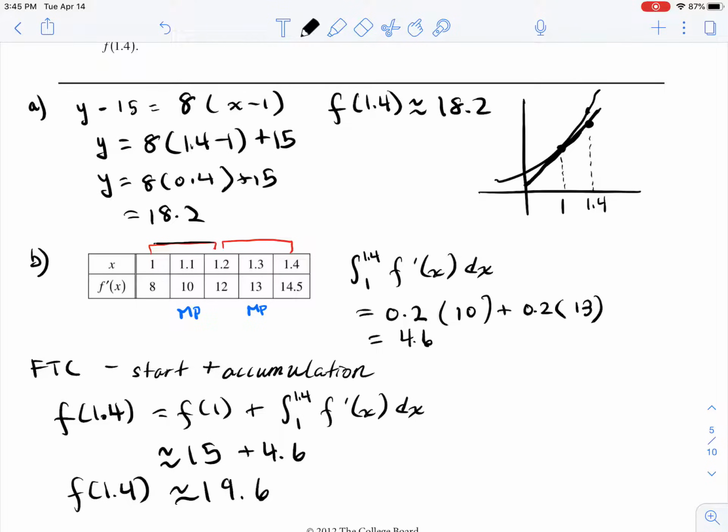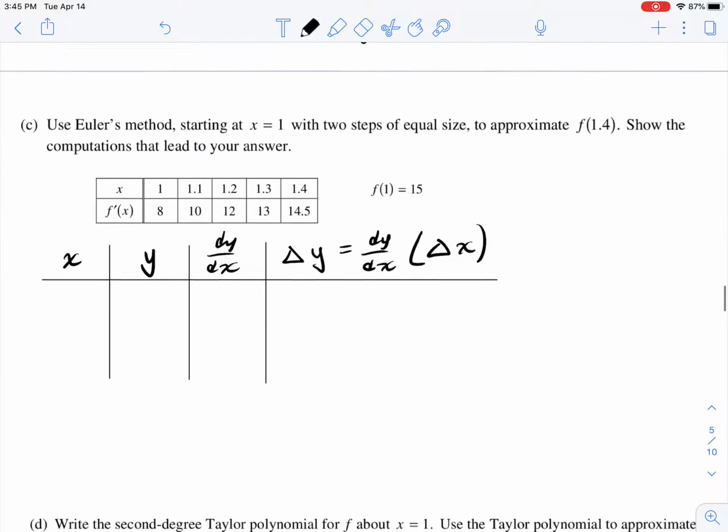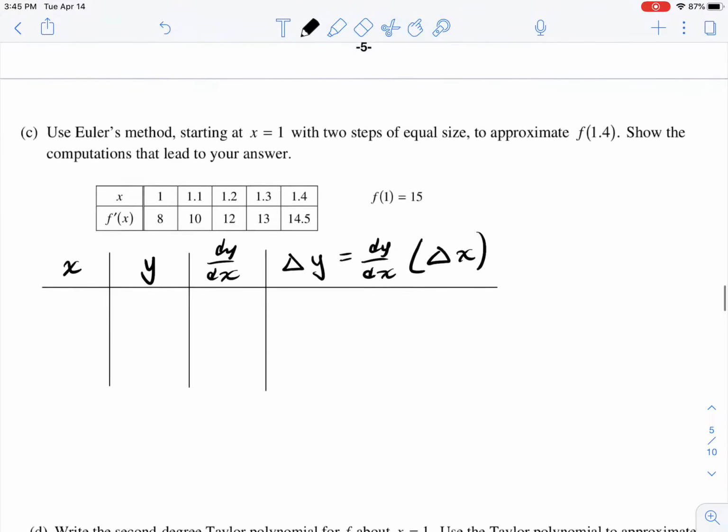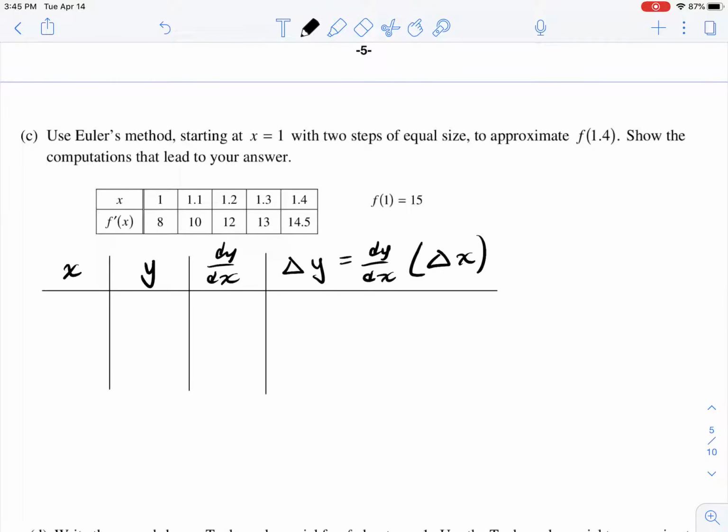All right. Now let's move on to part C. And part C is a personal favorite of mine. I know it wasn't everyone's favorite, but it's a personal favorite of mine.